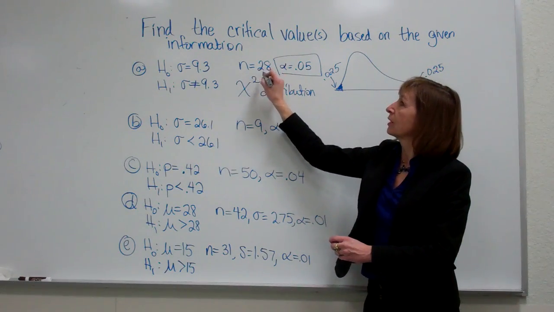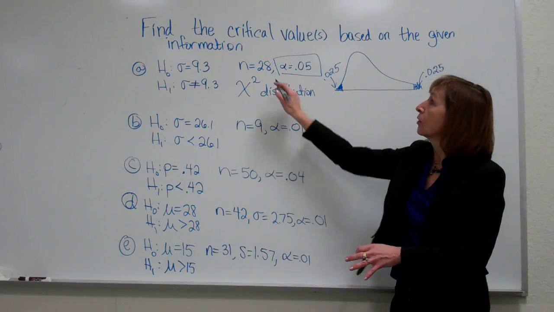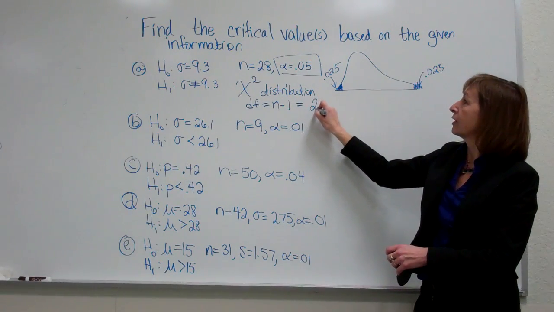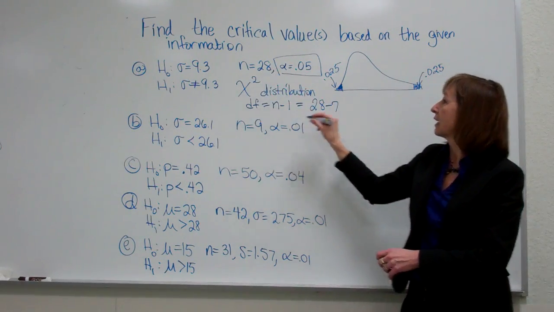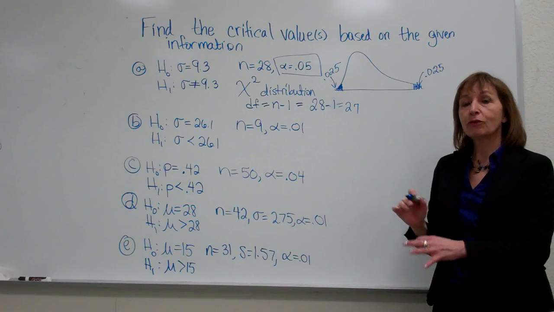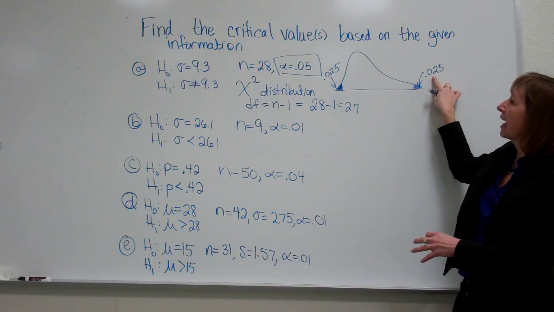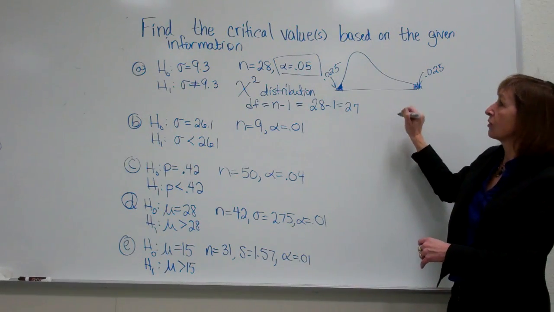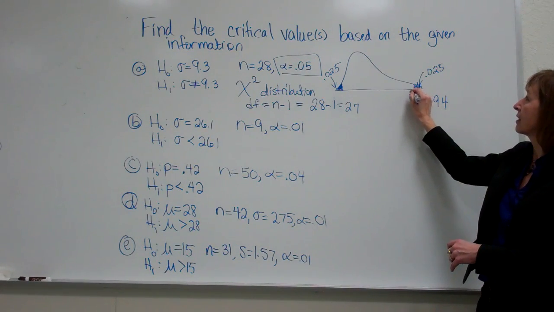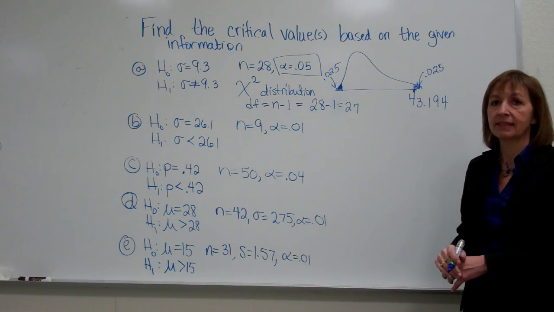And the application that we use in terms of the chi-square distribution with hypothesis testing with one sample, our degrees of freedom in this case is n-1. So I have degrees of freedom of 28 minus 1, because my n is 28, which is degrees of freedom 27. Now, if you refer to the chi-square table, look under the column heading of 0.025 and look across from 27, you'll see the number 43.194. And that gives us the critical value for the right tail of this two-tail hypothesis test.